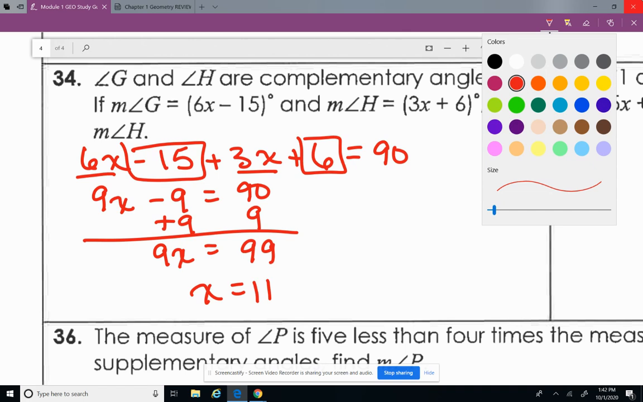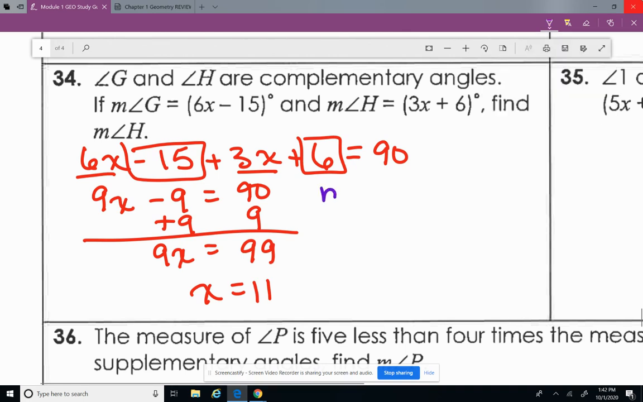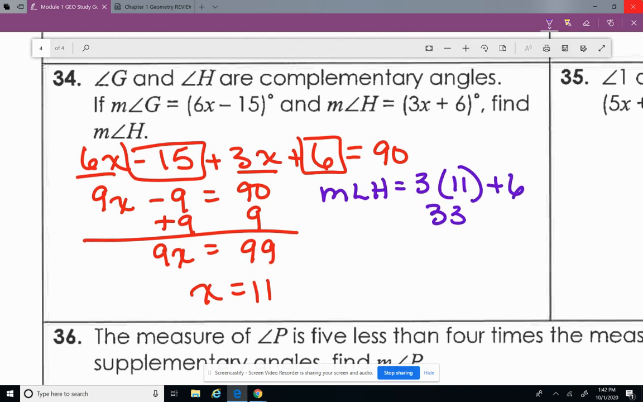All right, so let me choose another color. The measure of angle H is 3 times 11 plus 6. So 33 plus 6, which is 39 degrees. Don't forget, because we're doing angles.